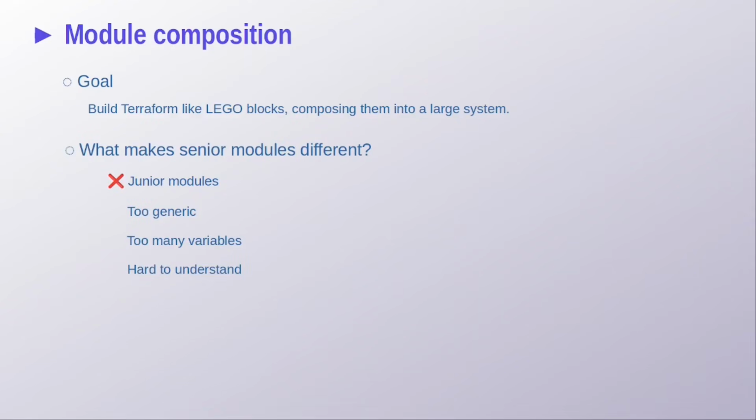Junior modules try to solve everything, with too many variables, hard to understand. Senior modules do one thing well. Opinionated, easy to read. You can understand it without opening the module. That is senior-level design. Important rule: a Terraform module is not reusable for every company. It is reusable inside your organization.